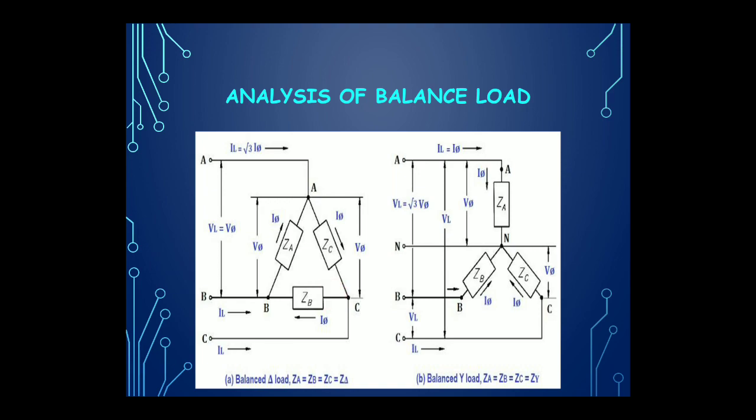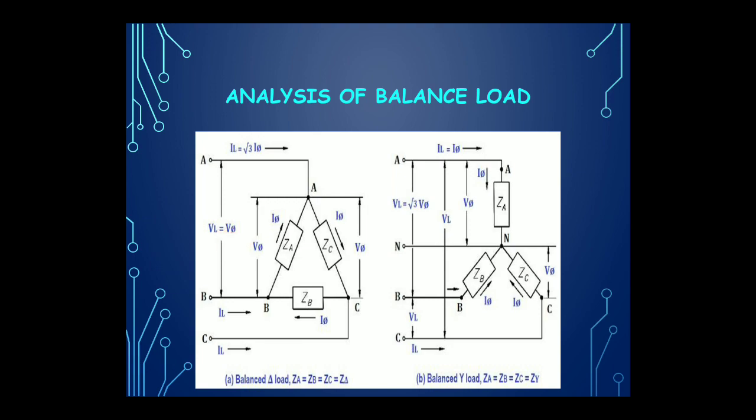So if the load impedance Z is equal and the line voltage is also equal, then the line voltage and phase voltage are equal. Why? Because line voltage means the voltage between two phases, and phase voltage means the voltage across one phase. Here A and B, these two terminals are the two phase terminals, and this A and B is the same as these two terminals, so VL equals V phase.